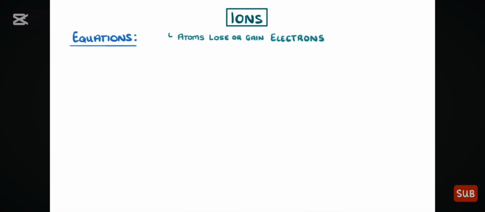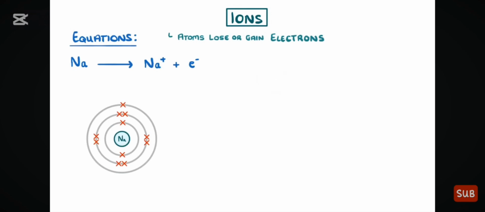We said in a previous video that ions are formed when atoms lose or gain electrons. And we can show this happening with equations. For example, a sodium atom will go to form a sodium 1 plus ion plus 1 electron. We know this because if we look at a diagram of a sodium atom, it has 1 electron in its outermost shell that it needs to lose in order to become stable. Because remember, stability is all about having a full outer shell.